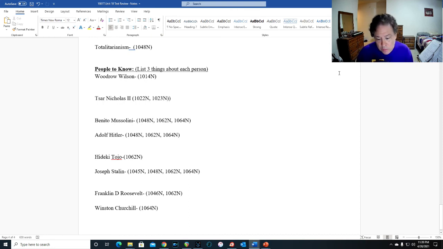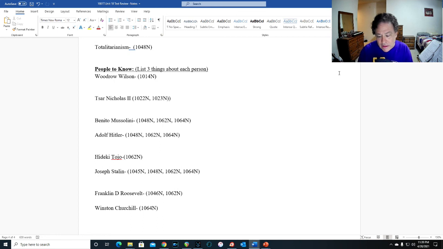He was the U.S. president during World War I and during the Treaty of Versailles. He came up with the 14 points, and the 14 points had the League of Nations in it. He could not persuade his own country, however, to join that League of Nations or to sign that treaty. Tsar Nicholas II. He was the czar. He was Russian. He was very incompetent. He was overthrown, and he and his entire family were assassinated by the Bolsheviks.